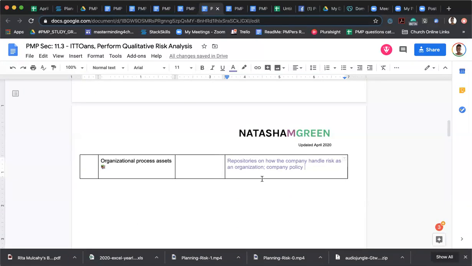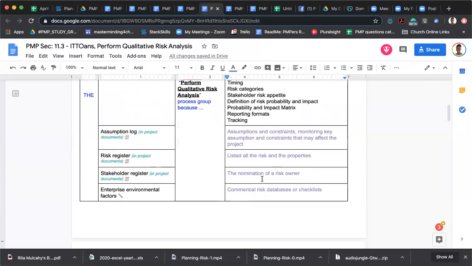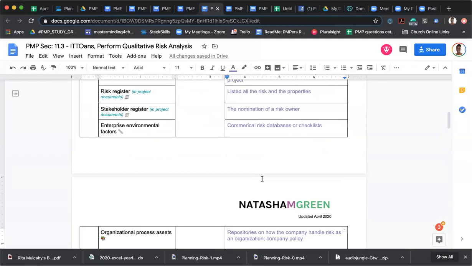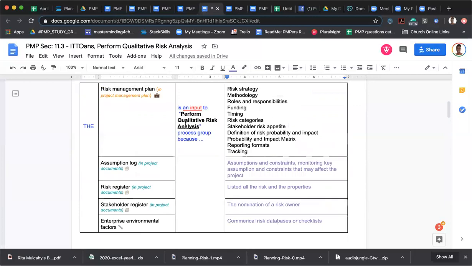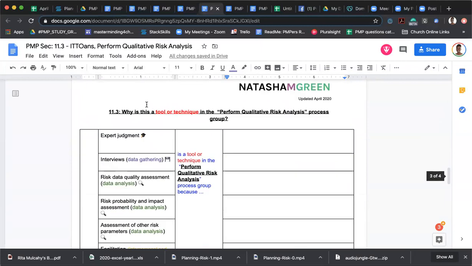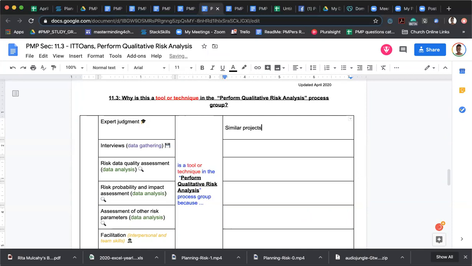Right. Okay, let's move on. This is what we have for inputs: risk management plan, assumption log, stakeholder register, but we might just see it titled project documents or project management plan, with its components. Now, expert judgment in the perform qualitative risk analysis process: individuals who know about similar projects and can talk about the risk. We talked about that yesterday.